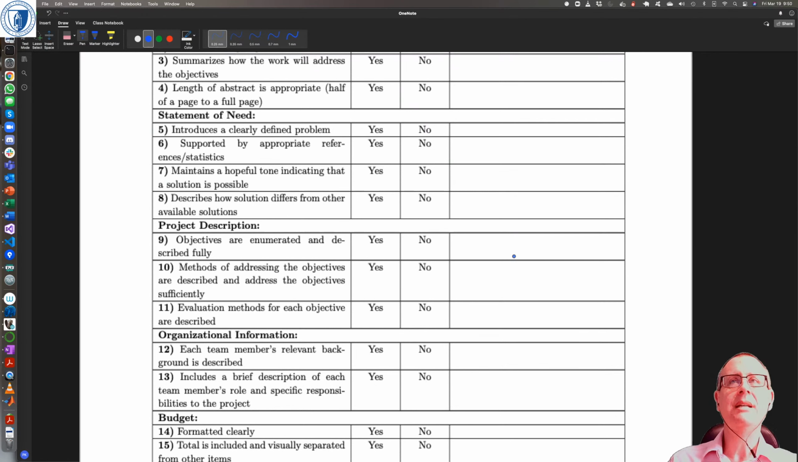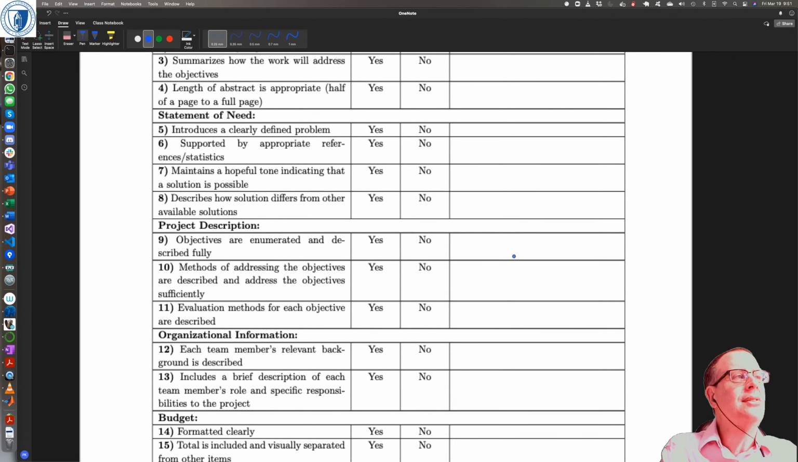Right, and then a statement of need. You should clearly define what the problem you're trying to solve is. Back up what you're trying to do with some statistics. Describe how your solution differs from other things that are maybe already on the market, and maintain a hopeful tone, right? We're not doing it this way, but oftentimes within a company, the project proposal is something that decides whether the project gets done or not.